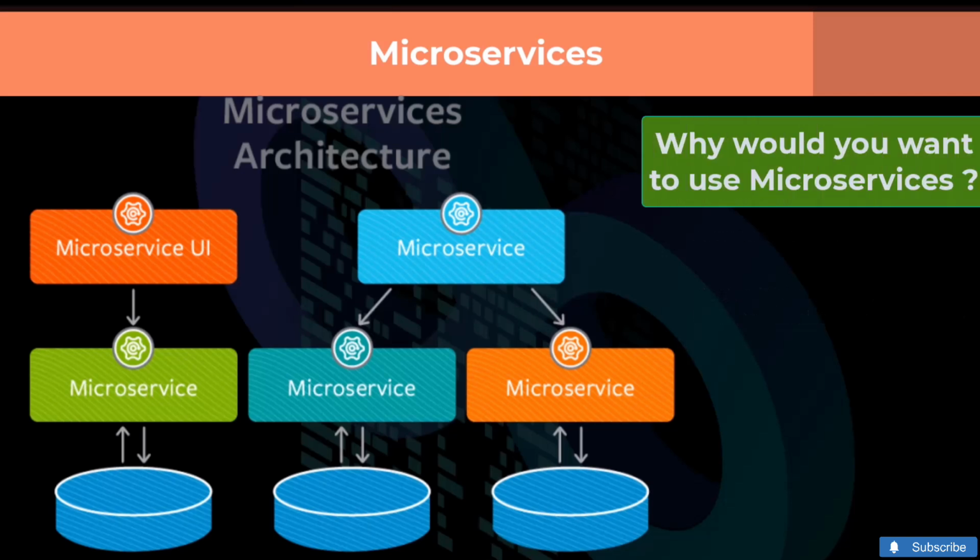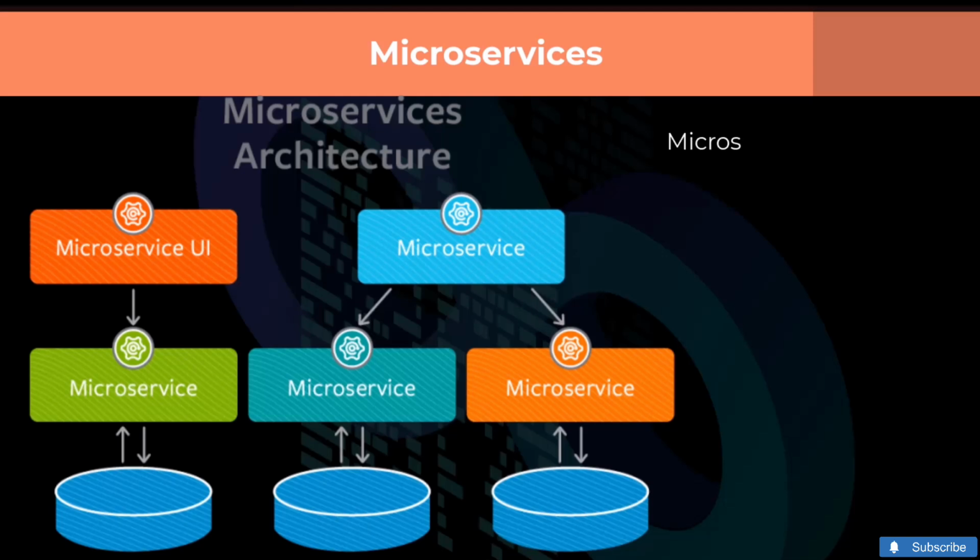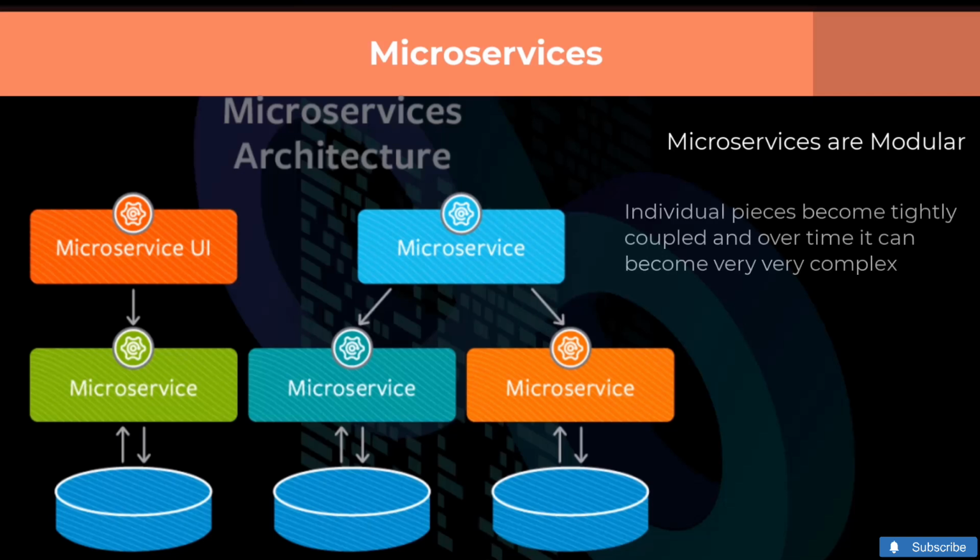So why would you want to use microservices? Well, one major advantage for microservices is that they are very good at supporting modularity. So microservices would help you and encourage you to build modular apps. In a monolithic application, the individual pieces become tightly coupled, and over time it can become very, very complex.